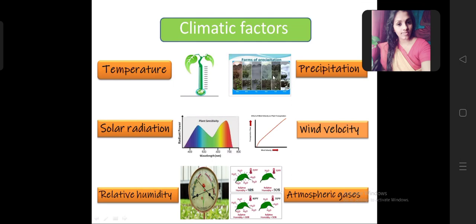If the temperature increases, what will happen? Wilting will occur, and if the temperature reduces, the plant also becomes flaccid and will die. So maintaining the optimal temperature is very important. According to that only, we choose the crop for production.